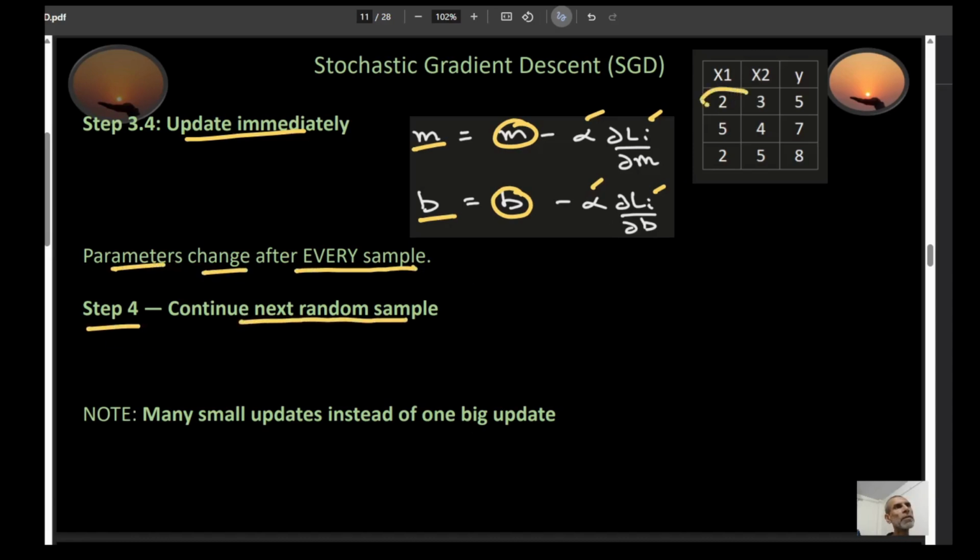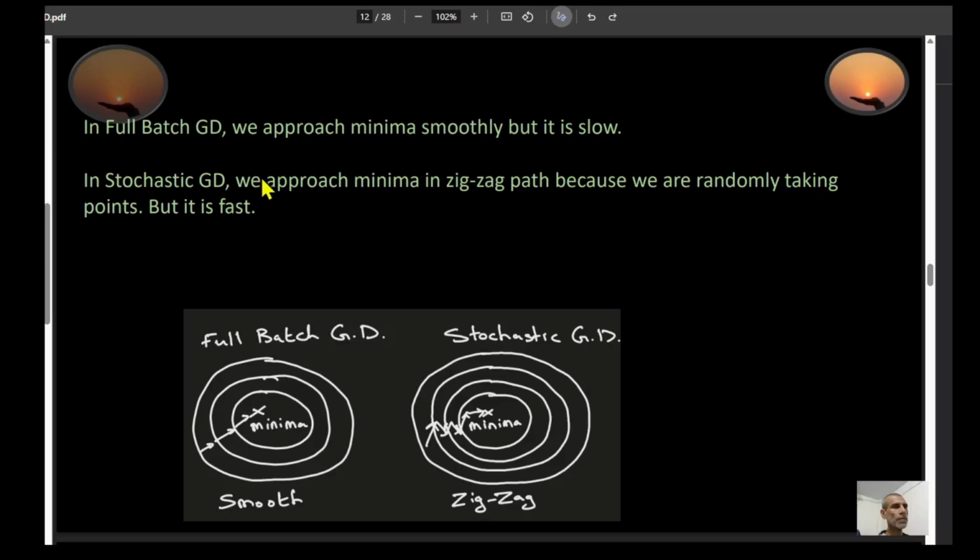So the first one we picked up was this one, and let's say the next random sample would be this one, and we keep repeating this process. Now in this particular instance, we are performing many small updates instead of one big update. Now in full batch gradient descent, we approach minima smoothly, but it is slow. So in stochastic GD, we approach minima in a zigzag path because we are randomly taking points. But in this case, it is fast.